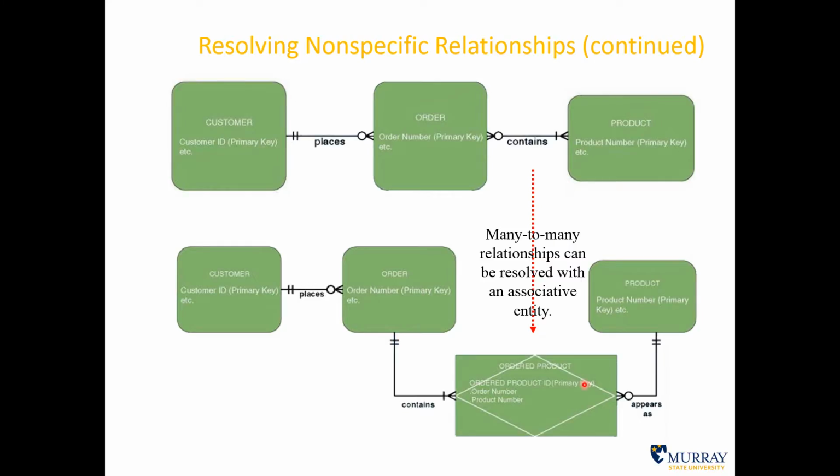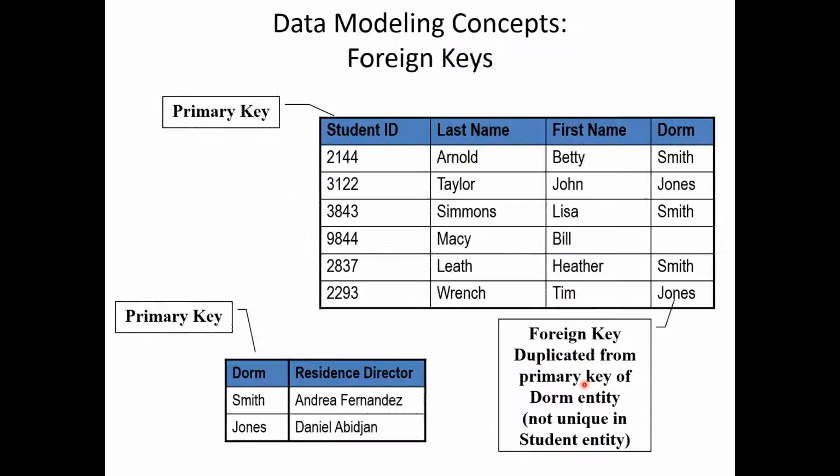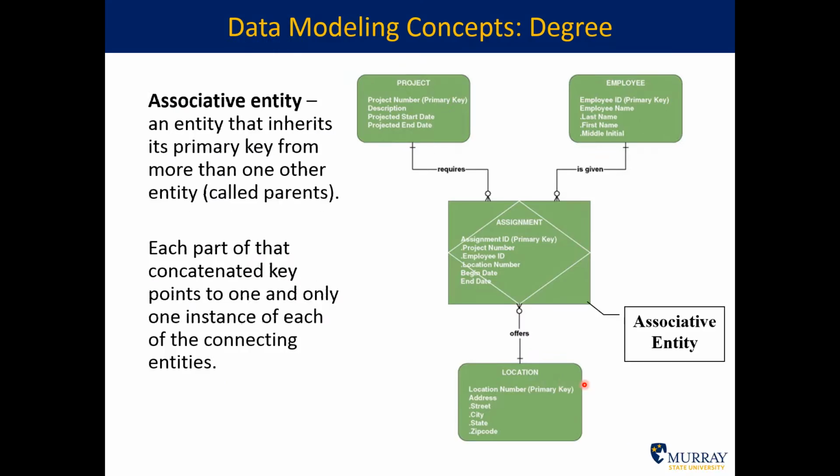Now, what is an associative entity? I'll go back to this slide where the associative entity concept was first introduced. Well, there are a couple of things that we need to say about associative entities. First of all, an associative entity is an entity that links other entities. So in this case we have an associative entity called assignment, and it links project, employee and location together. Okay.